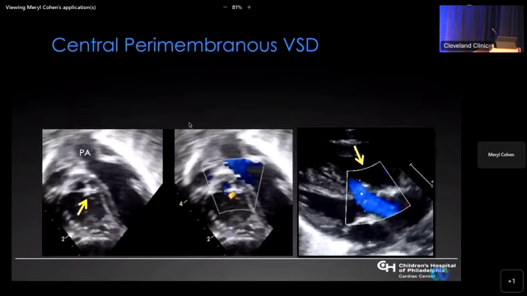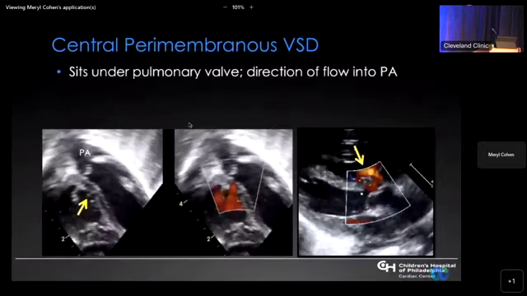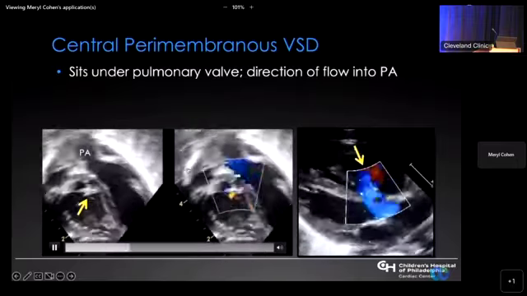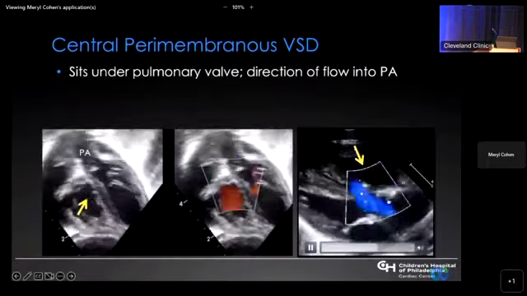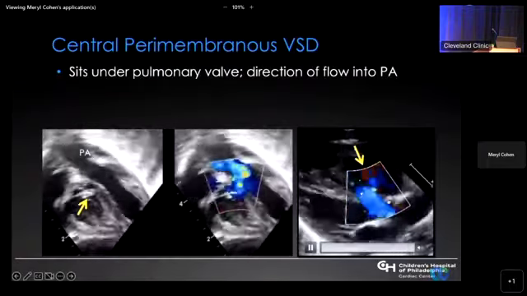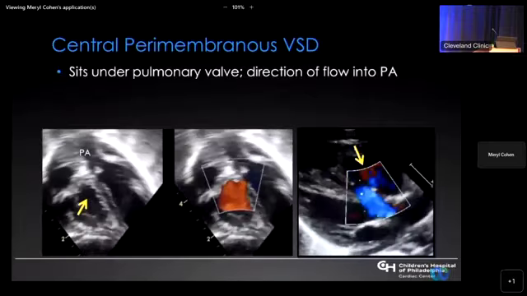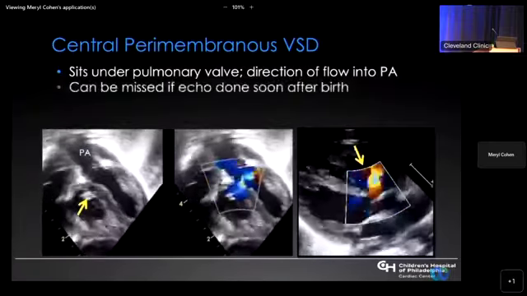So just to review the different types, central perimembranous defect, as you can see in the subcostal view, sits under the pulmonary valve. Diane showed this to you nicely in the specimens, and you can see it here in this parasternal long axis view as well. The direction of flow is different than you see in patients with normally related great arteries, in that it goes from the right ventricle essentially directly into the pulmonary artery.